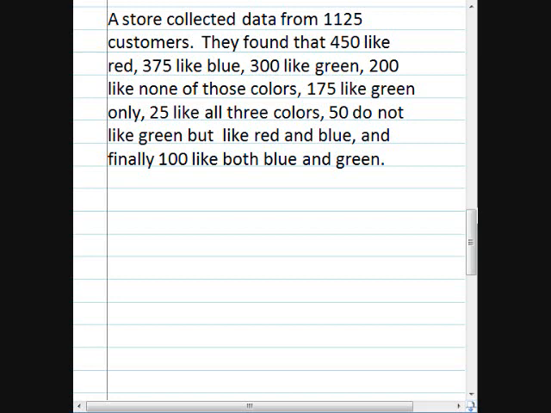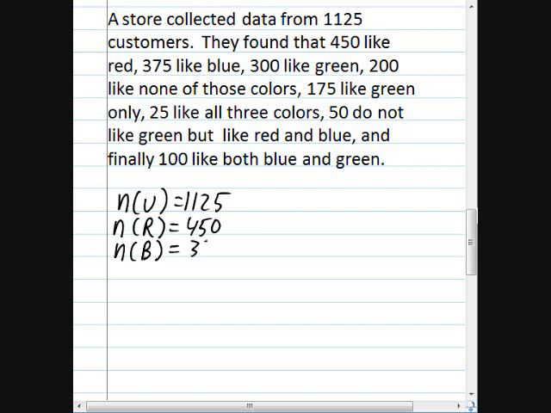We begin by writing down the information from the problem in terms of set notation. So first of all, the number of people in our universal set is 1,125. We'll let R represent the set of people who like red, so the number of people in the set R is 450. If we let B be the set of people who like blue, the number of people in the set B is 375. If we let G stand for the set of people who like green, then the number in G is 300.